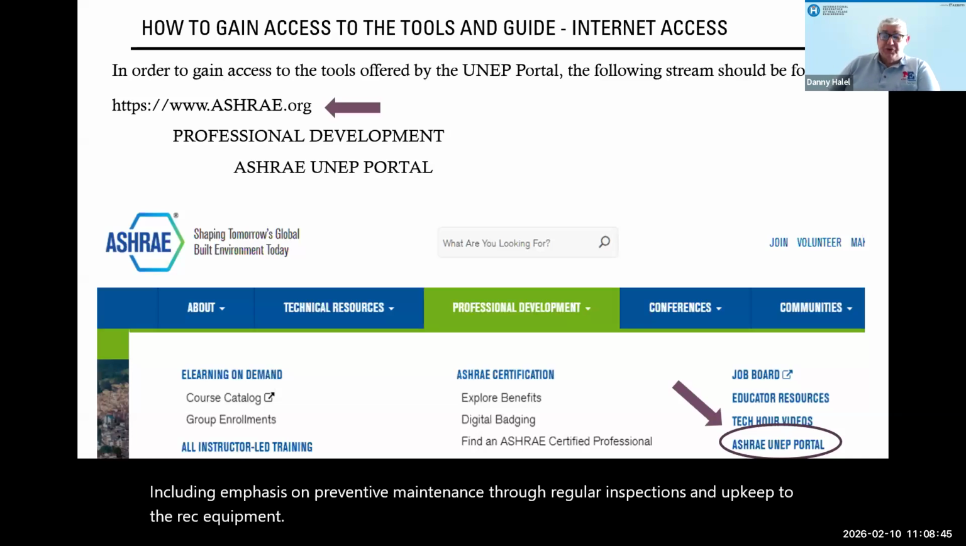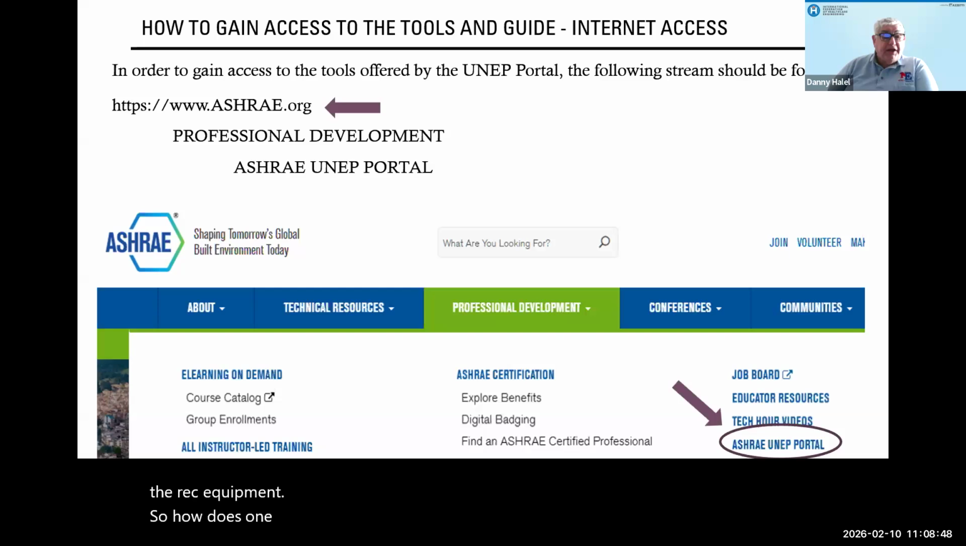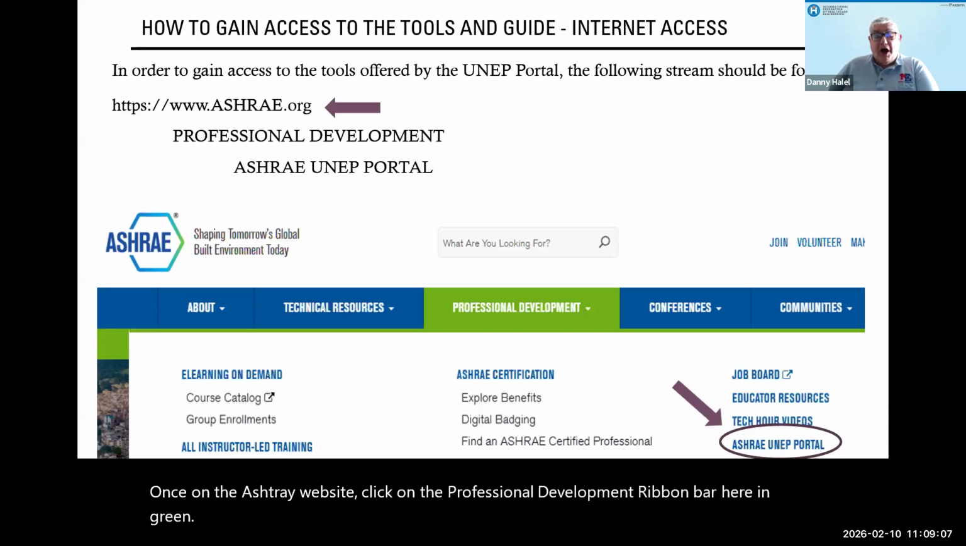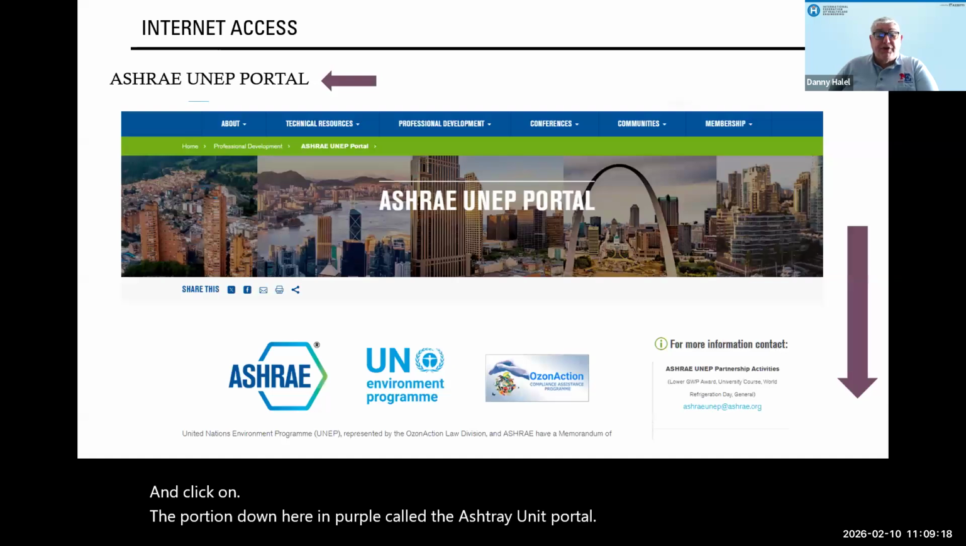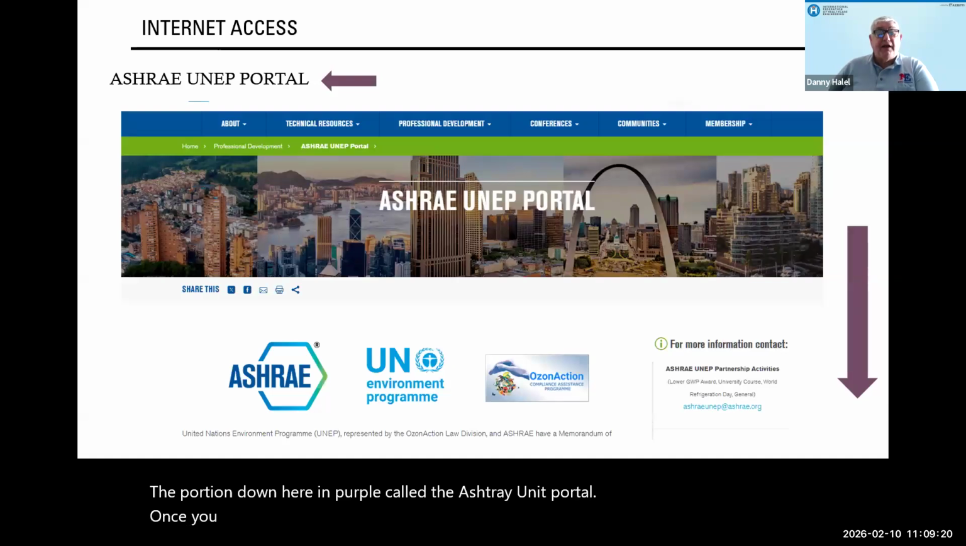So how does one access the tool? Well, the website is www.ashrae.org. Once on the ASHRAE website, click on the Professional Development ribbon bar here in green, and click on the portion down here in purple called the ASHRAE UNEP portal. Once you click that, you will go to the page entitled ASHRAE UNEP portal and scroll down the screen.